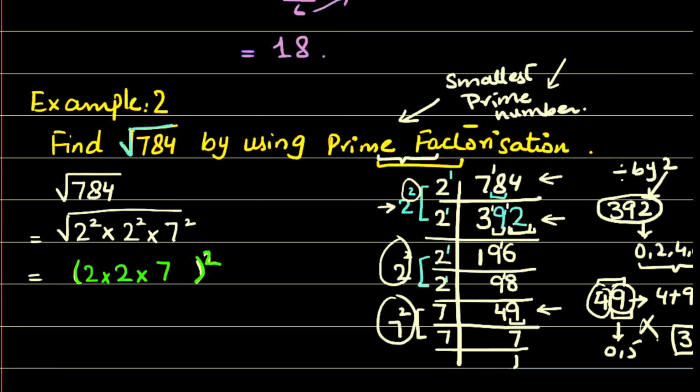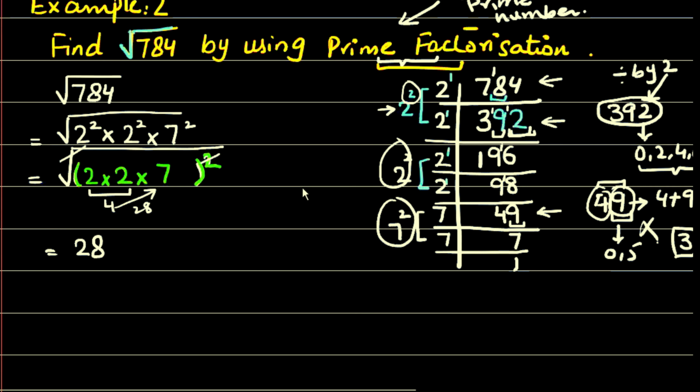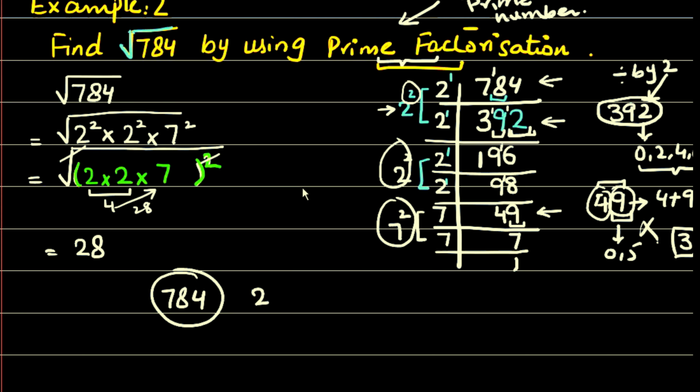Okay, now I'll keep the under root as it is because I did not cancel it yet. Now we can cancel it. Okay, so what is the answer? 2 2s are 4 and 4 7s are 28. So it means 28 is the answer. So let's cross check. Let me give a small guidance. 784 is basically the square number of 28, right? Remember that. Okay, let's take one more example.